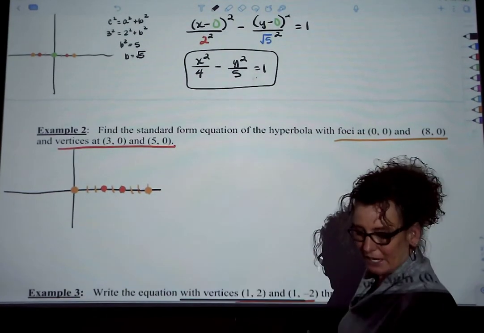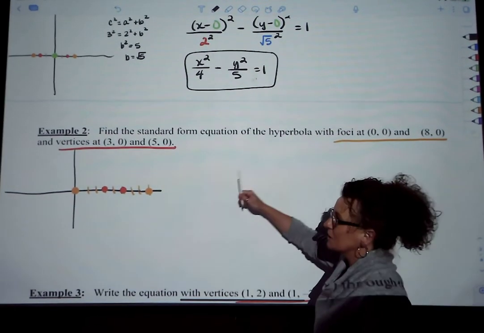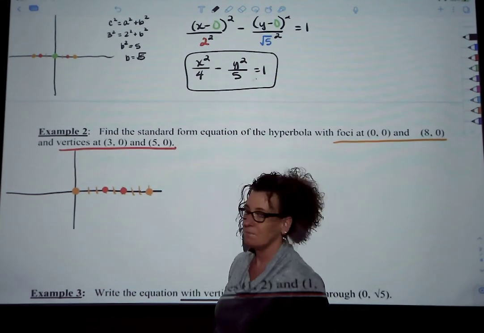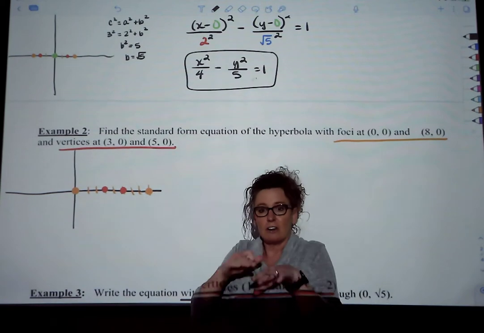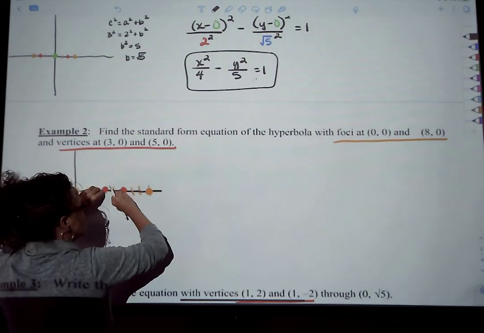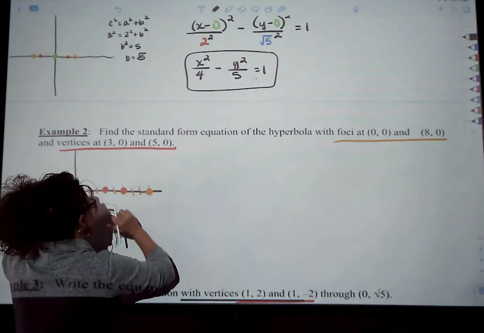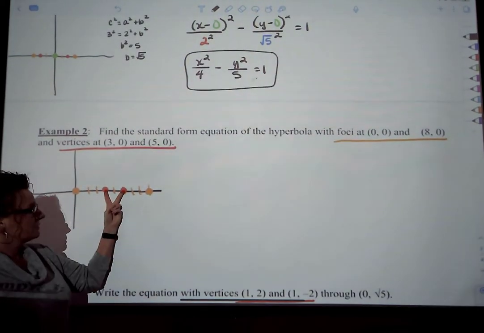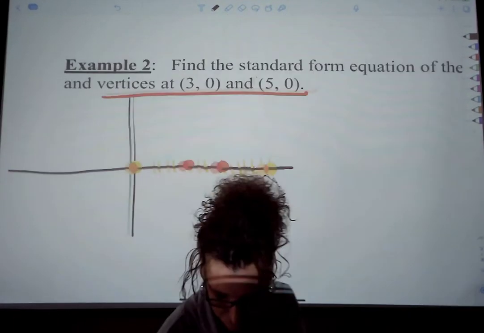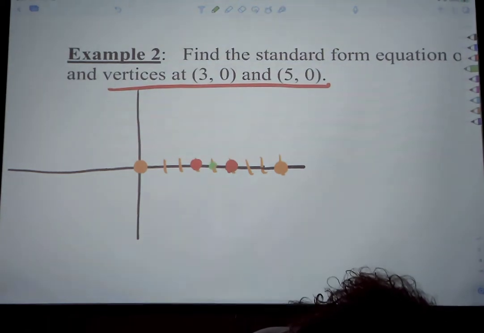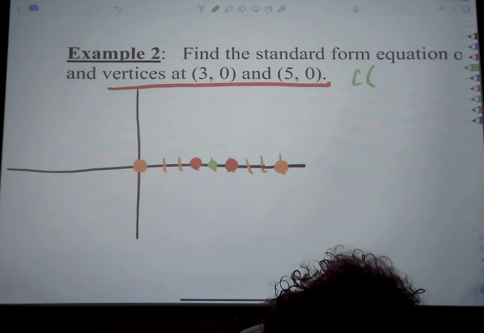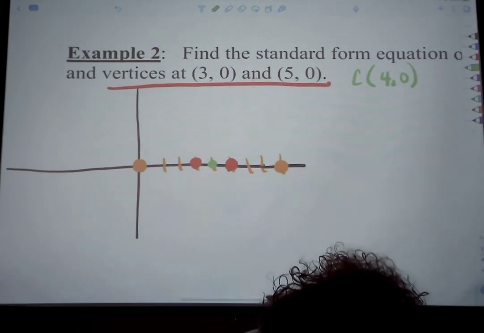Next one. I went ahead and graphed some of them for you. I just went ahead and plotted the two foci, no big deal, and I plotted the two vertices, no big deal. So since the foci are along the x-axis, that tells me that it opens this way. And remember, you need to start them from your vertices. And then this also tells me, since my vertices are here, my center must be right in the middle of them. My center must be here. So 1, 2, 3, 4. My center must be at 4, 0.